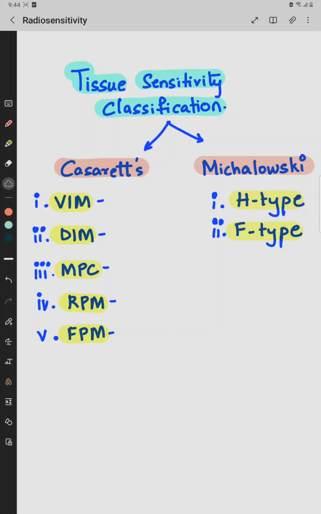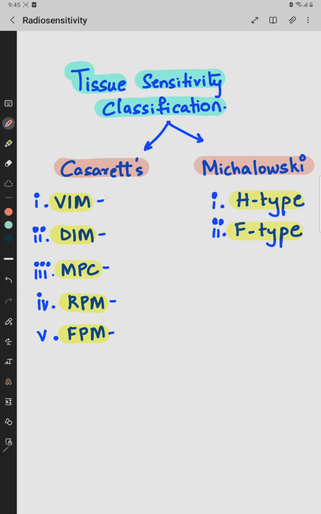So about tissue sensitivity classification, we have two, that is Casarett's classification and Michalowski's classification. Casarett's classification is mainly VIM, DIM, MPC, RPM and FPM, and Michalowski is H type and F type. VIM is basically vegetative intermitotic cells, DIM is differentiated intermitotic cells, MPC is multipotential connective tissue, RPM is reverting postmitotic cells, and FPM is fixed postmitotic cells. H type is hierarchical tissues, F type is flexible tissues.